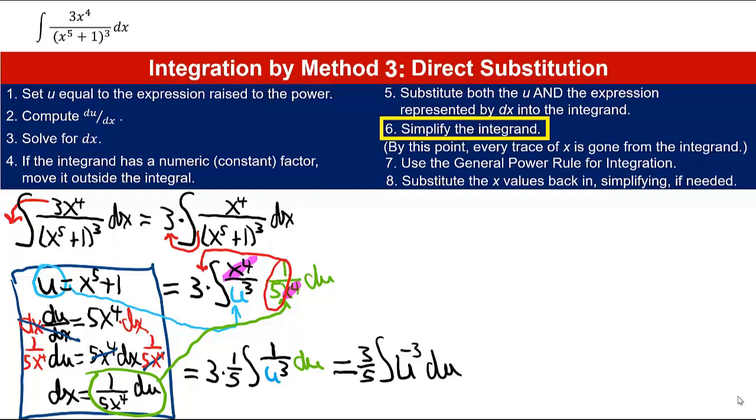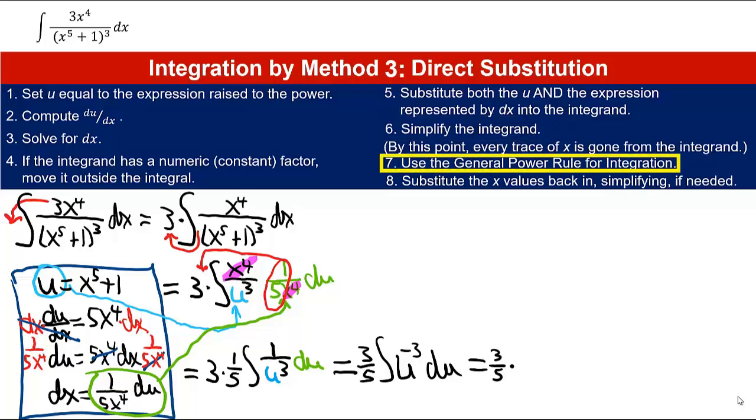You can also clean it up a little bit by noticing that 3 times 1/5 is 3/5, and that 1 over u to the 3rd is u to the minus 3. And the reason I want to write it that way is because I'm looking ahead. I know I'm going to use the general power rule for integration, and it tells me how to integrate u to a power. So that's why I want it written that way. Speaking of that, the 3/5 is just going to follow along for the ride, but we need to use the general power rule for integration to evaluate that integral.